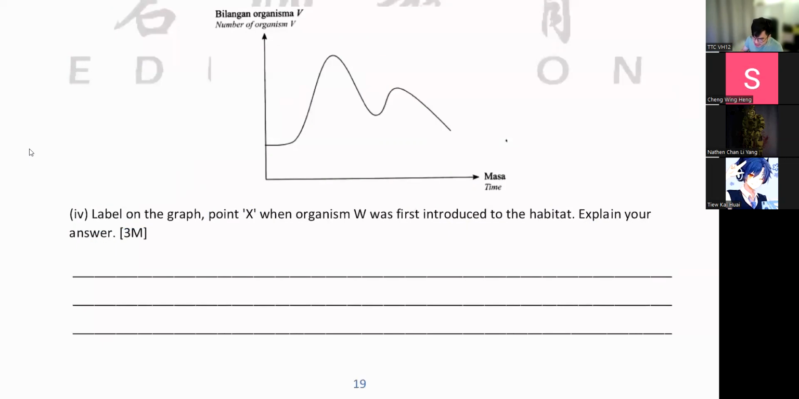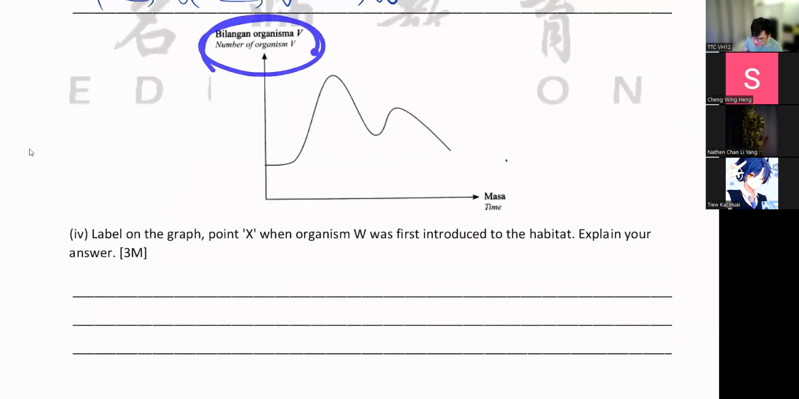Take note, this is the population of V. Guys, one thing, please do not write number in exam. Please do not write bilangan. Please write population, because that is the correct word to use. Okay, so when do you think W came in?